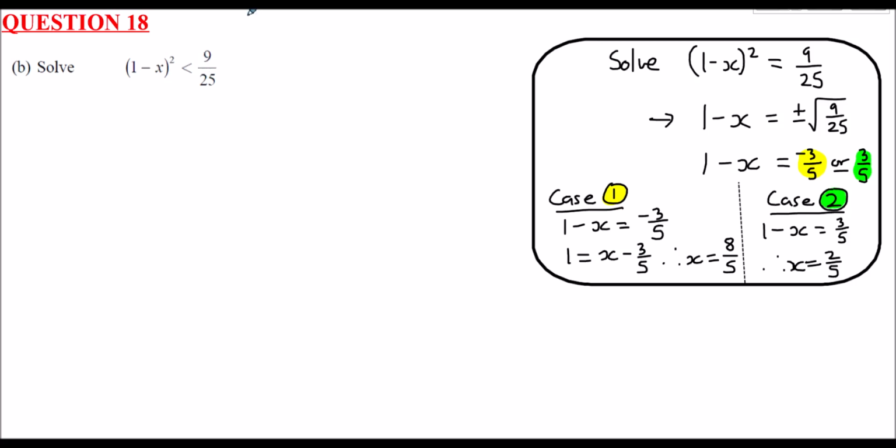What I want to consider next is a graph, a very rough sketch graph of 1 minus x all squared. If you've got something in brackets all squared and it's a positive something squared, it's going to be a U-shaped parabola. So we're going to have something like this. Okay, and I'm going to call this y equals 1 minus x squared. So I'm now going to think about this 9/25.